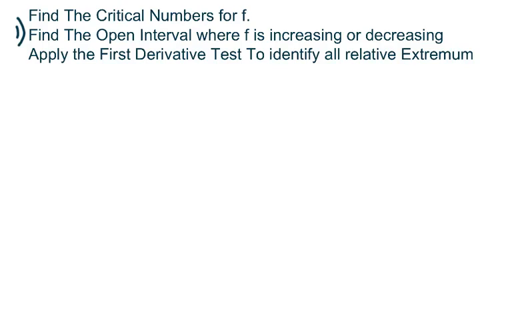Hey everyone, we're going to find critical numbers for f. Our f is f of x equals x squared minus 6x. We're also going to find the open interval where f is increasing or decreasing and apply the first derivative test to identify all relative extrema.